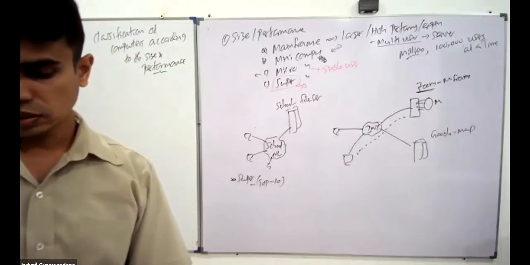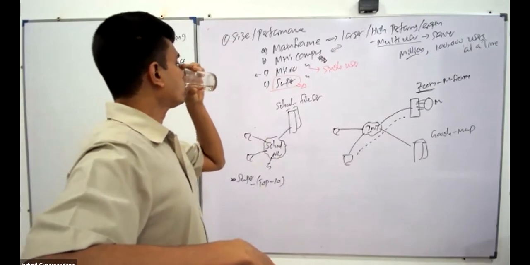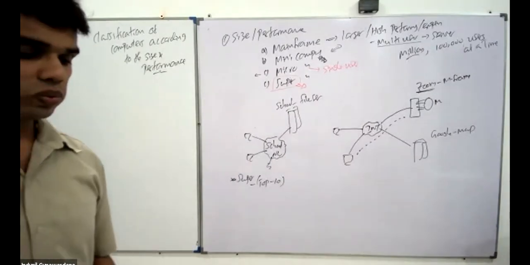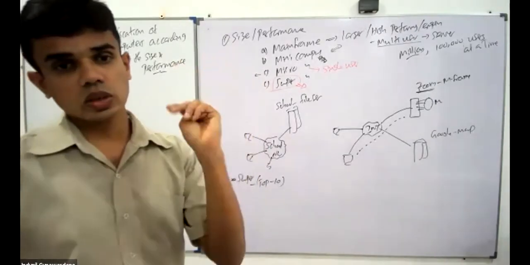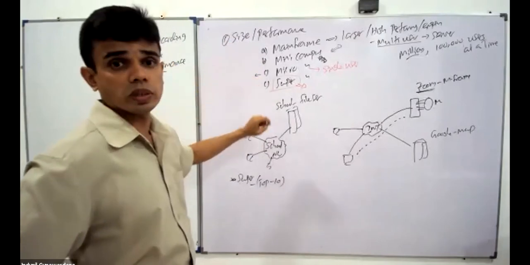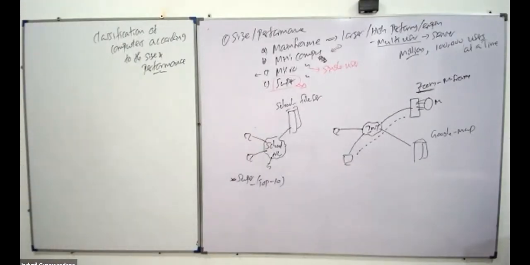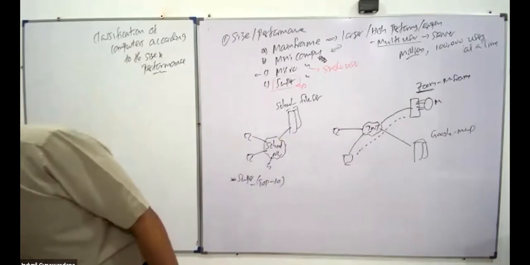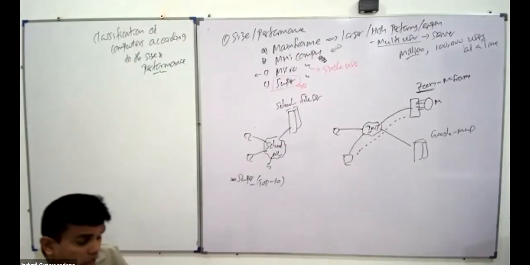Based on the performance, there are four categories of computers, named as mainframe, mini, micro, and super. And we like the first one, mainframe computers. Mainframe computers are multi-user computers.